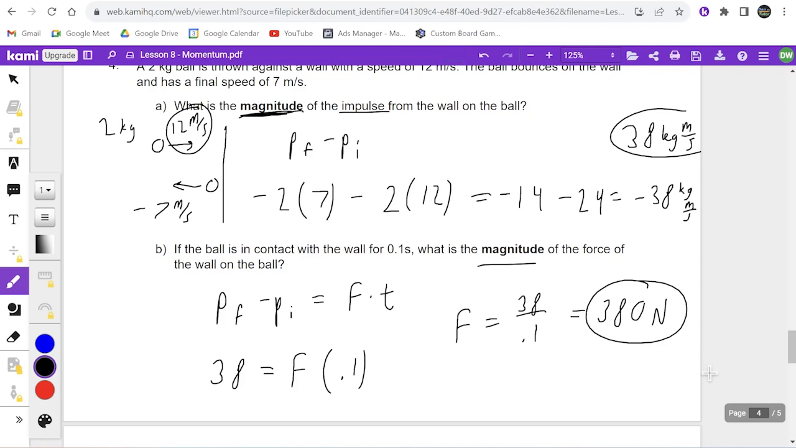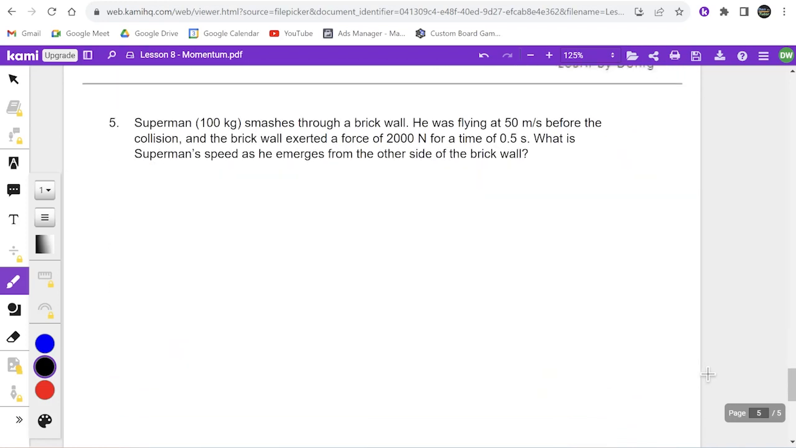Okay, so just remember, the only thing you can possibly mess up, because it's pretty straightforward with the equations, is if you miss the negative sign. But now that we made the mistake once, we're not going to be making that mistake anymore, right? Okay, good. Number 5.